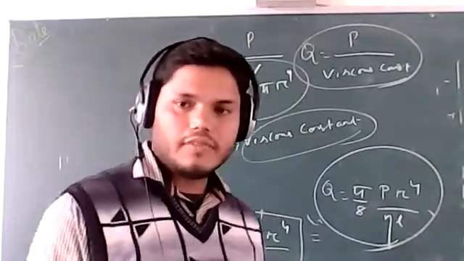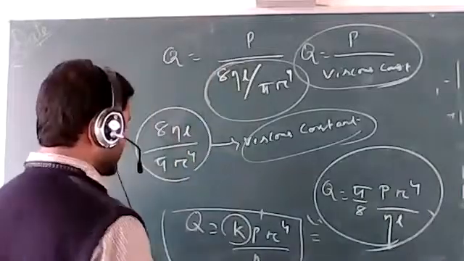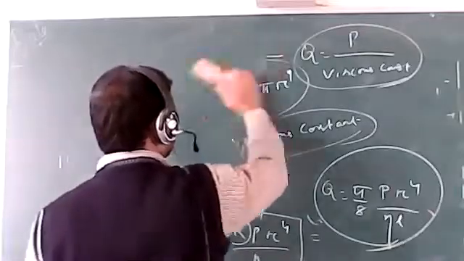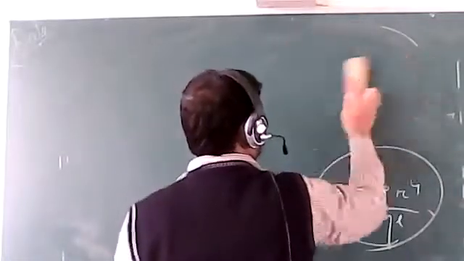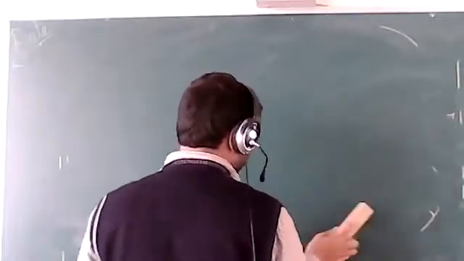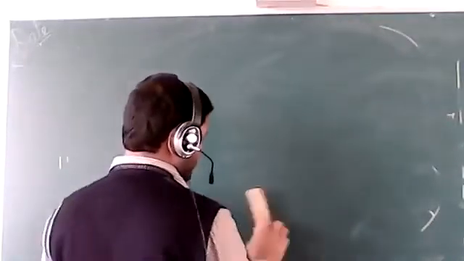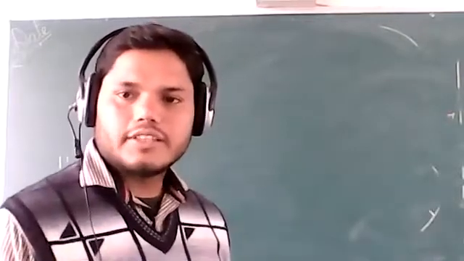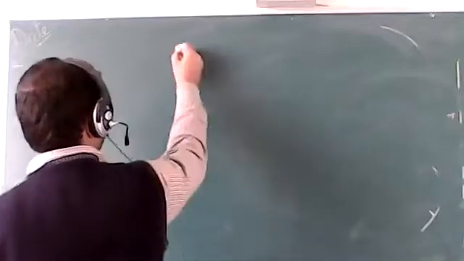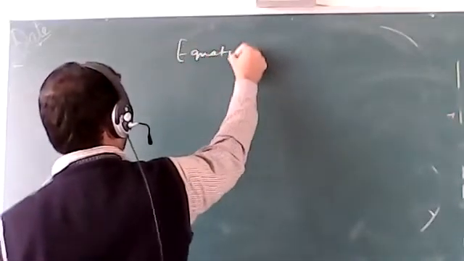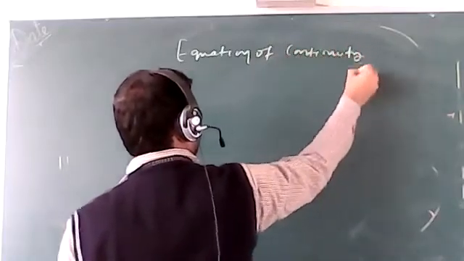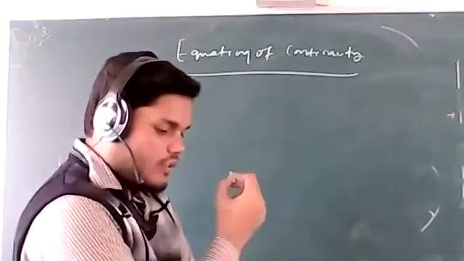Okay, then comes one equation, that is called the equation of continuity. We will do the numerical based on this formula in the next class. That means tomorrow we will discuss the numerical. Today we will discuss the theoretical topic, and after tomorrow we will discuss numerical. Okay, so then comes the next equation, that is the equation of continuity. So what is that equation?